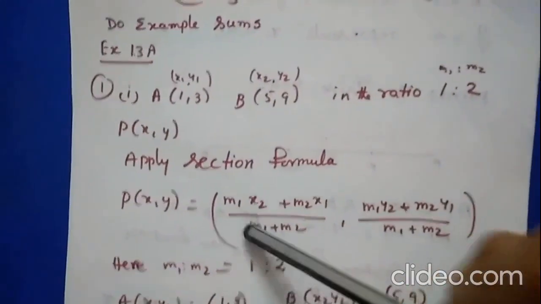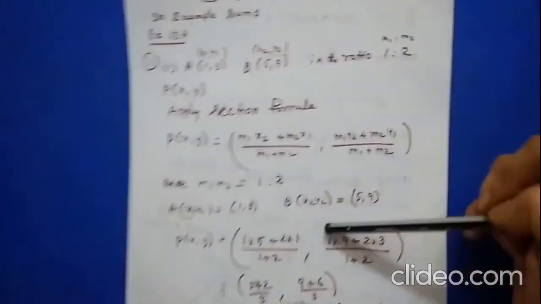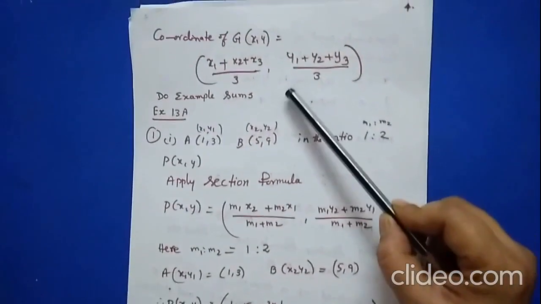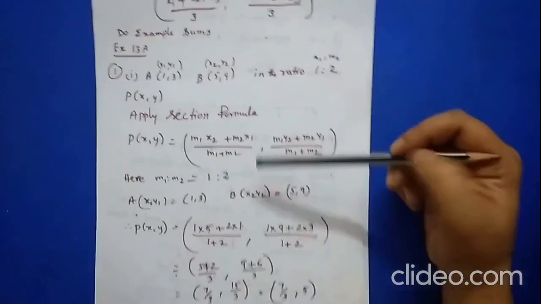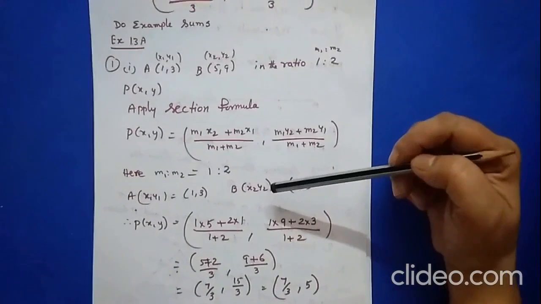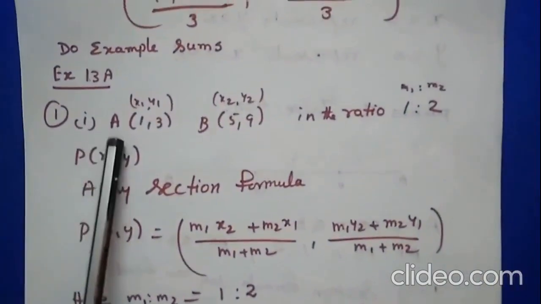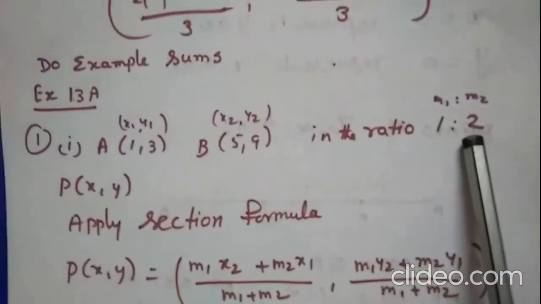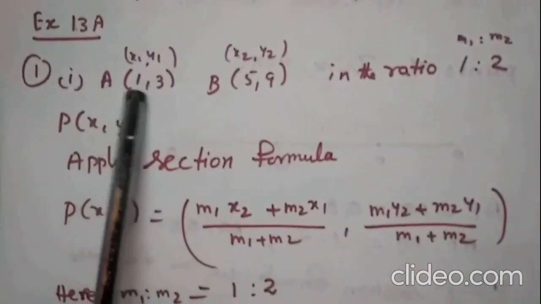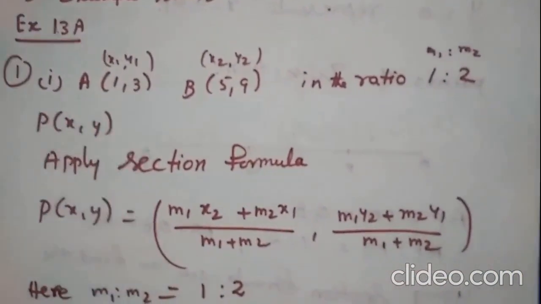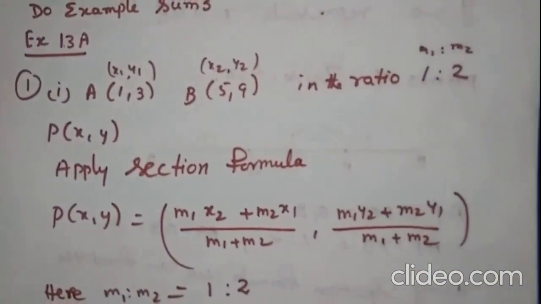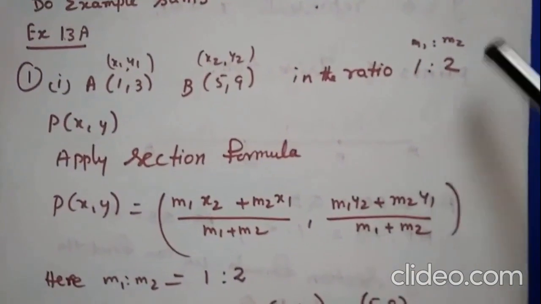Now, in this chapter I am going to solve the exercise sums. All the students, go through all the example sums, and now I am going to explain a few questions from the exercise. Exercise 13A, question number 1, first part: A (1, 3), B (5, 9) in the ratio 1:2. In the place of A, x1, y1 represent 1, 3, and B, x2, y2 represent 5, 9, and the ratio 1:2 is m1, m2.